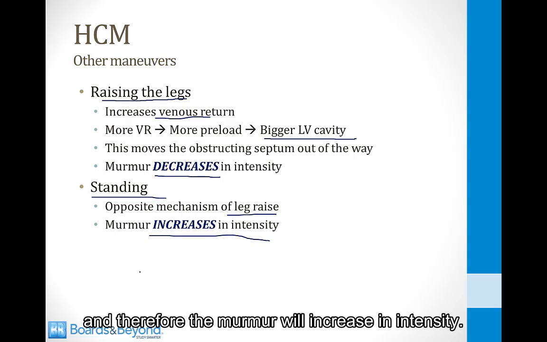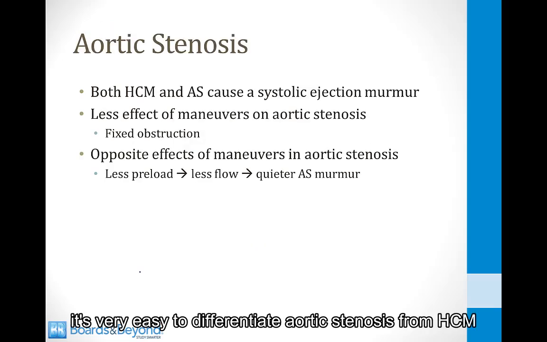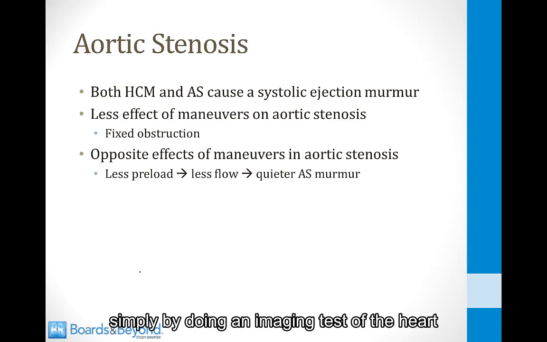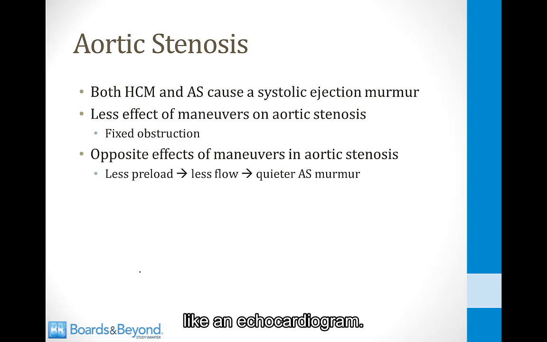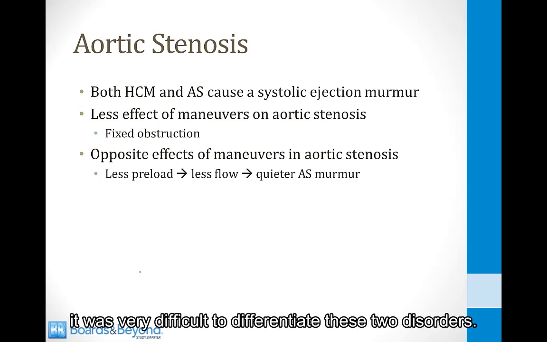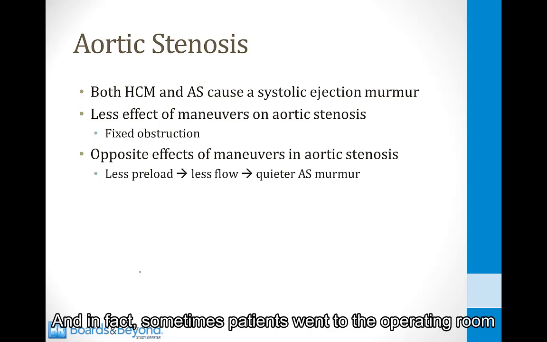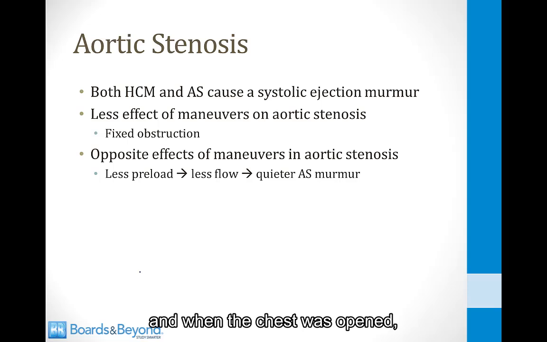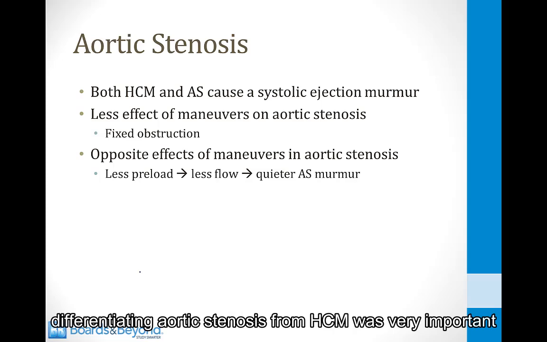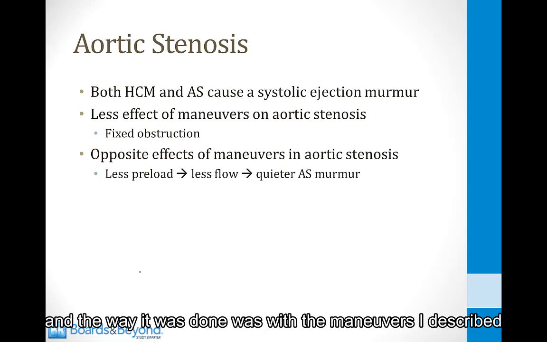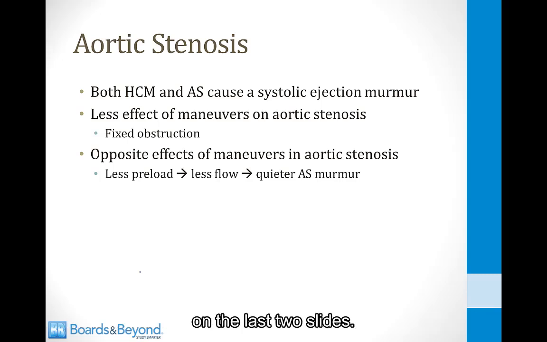In the modern era, it's very easy to differentiate aortic stenosis from HCM simply by doing an imaging test of the heart like an echocardiogram. But years ago, it was very difficult to differentiate these two disorders. And in fact, sometimes patients went to the operating room for aortic stenosis, and when the chest was opened, it was determined that they had HCM. So in that era, differentiating aortic stenosis from HCM was very important, and the way it was done was with the maneuvers I described on the last two slides.